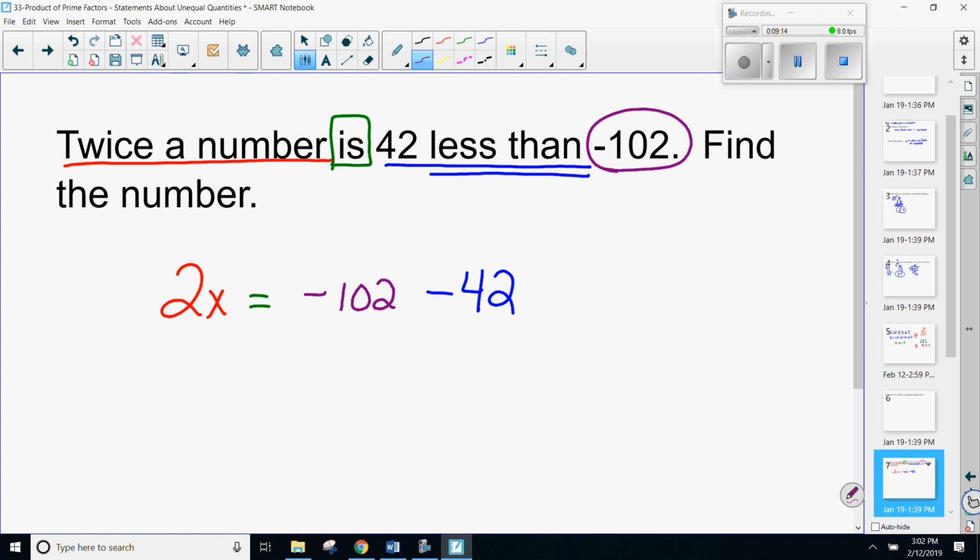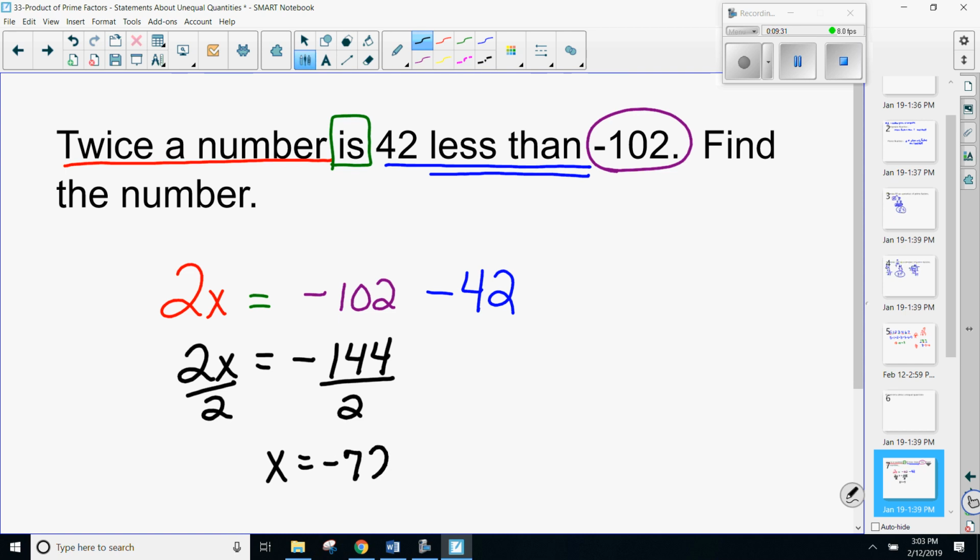All right, so solve. How do you solve that? 2x is equal to negative 144, and then you divide by 2, and if you divide by 2, what is your number? Negative 72. So twice the number, if you take twice negative 72, you get negative 144. That's 42 less than negative 102.